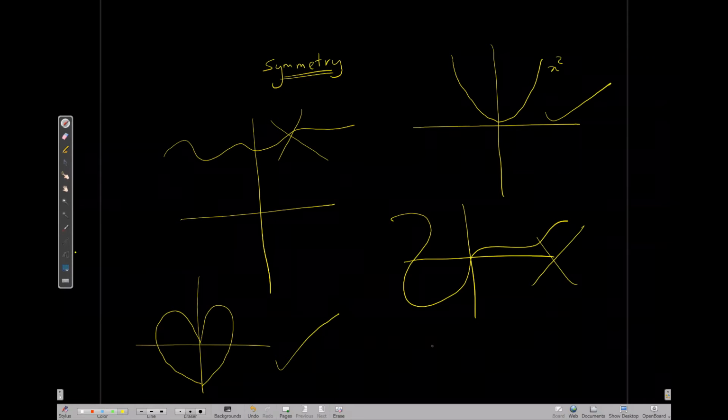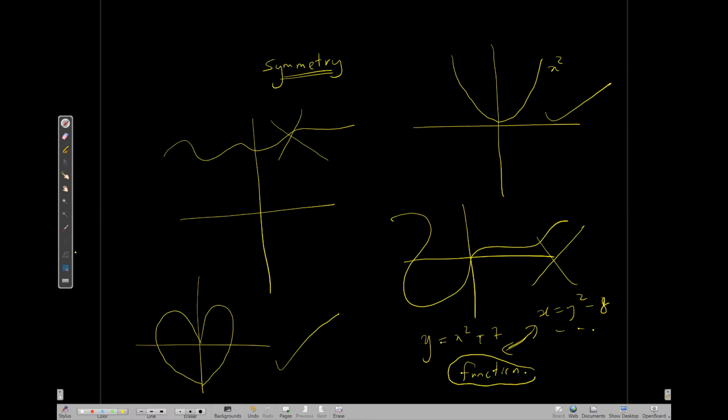Now an equation like y equals x squared plus 7 or x equals y squared minus 8, whatever, these are equations, and there is a difference between an equation and a function, and we'll talk about that in detail when we are learning functions. But for the time being, we are going to talk about symmetries.